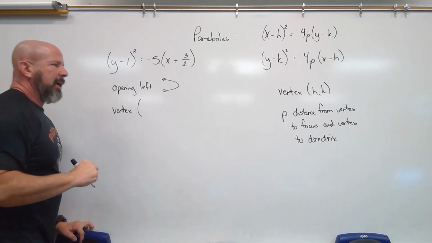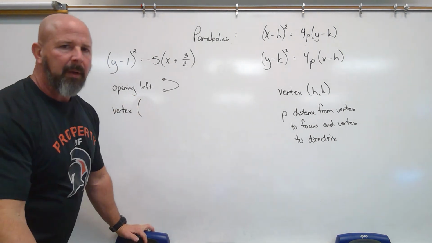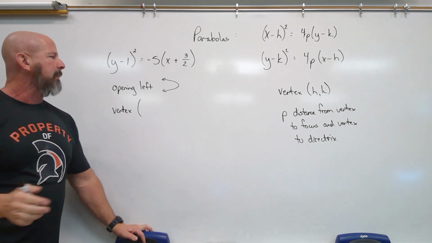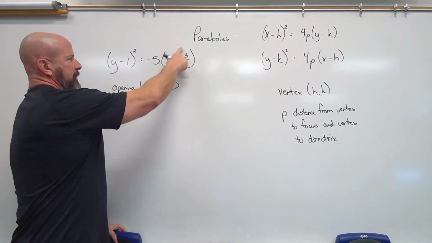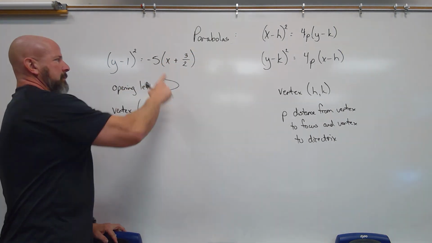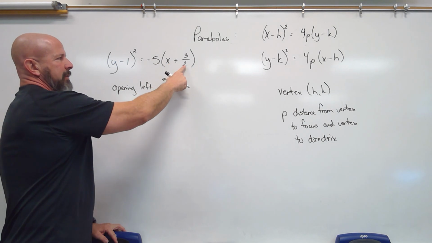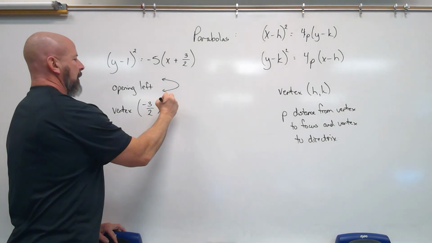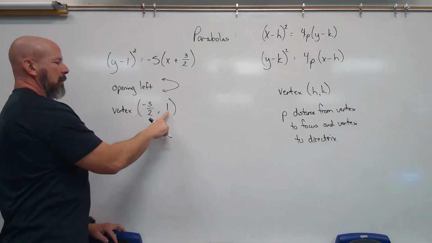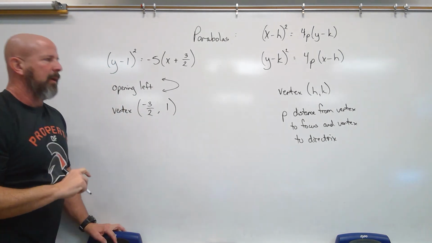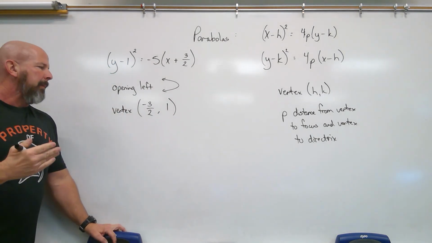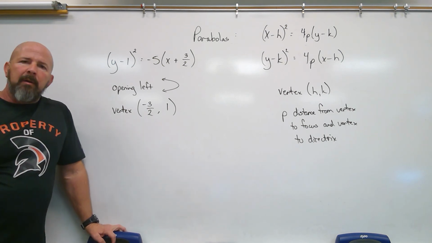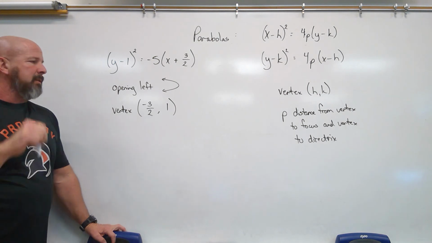My vertex, we have H, K. So I always want to remember that H is with X, K is with Y. So here's my H value. And it's supposed to be X minus H, so that's going to make that H value negative 3/2. And that Y value on my vertex is 1, because that K is 1.